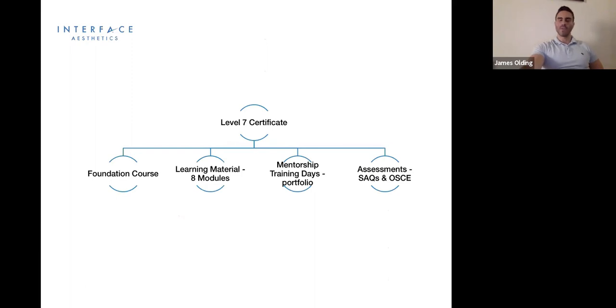When we look at the level 7, which is the regulated qualification, it has 4 main aspects. So it does actually contain the foundation course as the first step. You then move on to learning material, and therefore it's important to understand how the learning material will be presented. And you'll have 8 modules to cover, which will include dermatology, anatomy and physiology, botulinum toxin, dermal filler, ethics, and consultation skills, among other things, but it's a very comprehensive approach.